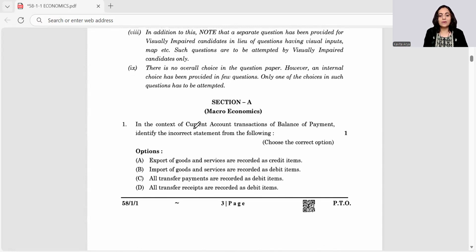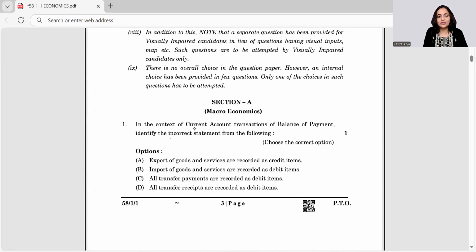First and foremost thing is you must read the question, read the statement very carefully. We are asked for incorrect statement. Exports are recorded as credit items, correct. Imports are recorded as debit item, correct. All transfer payments are recorded as debit items, and all transfer receipts are recorded as debit item. So debit shows the money going. It's not the money coming. So the first question is settled here. This is the incorrect statement because receipts are on credit side. Payments are on debit side.